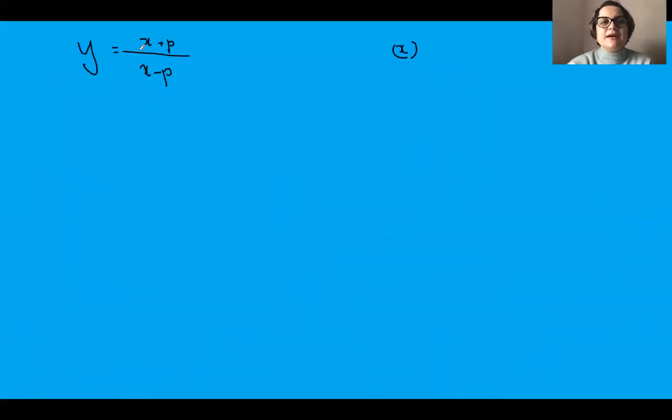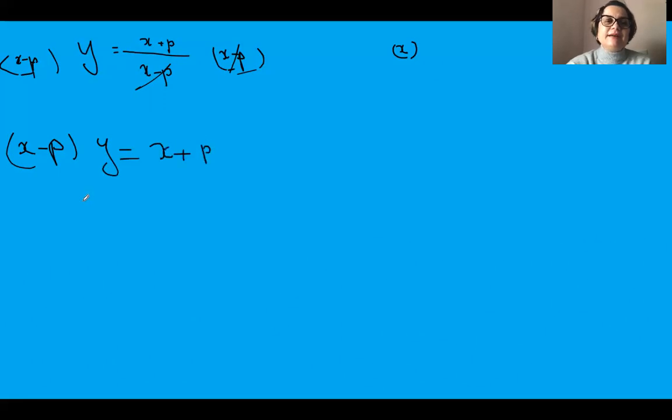The next question, we have to make x the subject of this formula. Again, we begin by getting rid of the denominator, so we multiply by x minus p both sides, x minus p, just like that. Get rid of the x minus p, and then you have x minus p multiplied by y equals x plus p. Okay, right at this stage, I'm going to let you finish this equation, or make x the subject of this stage of the equation.